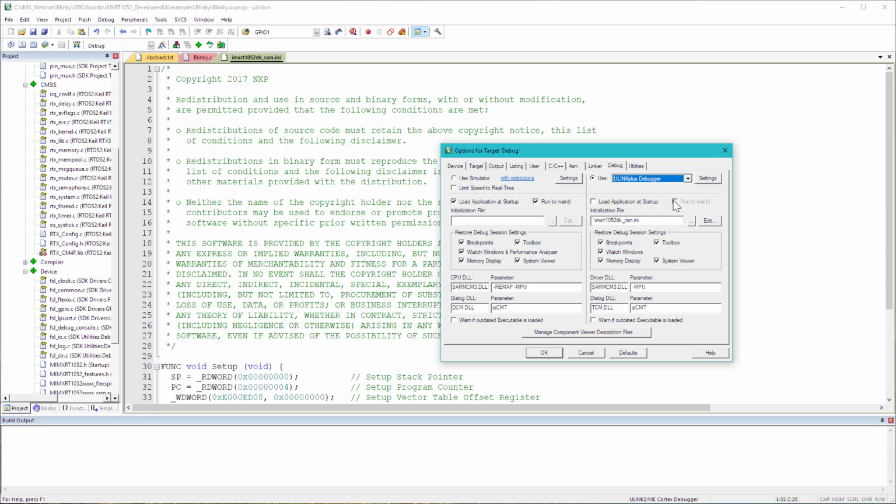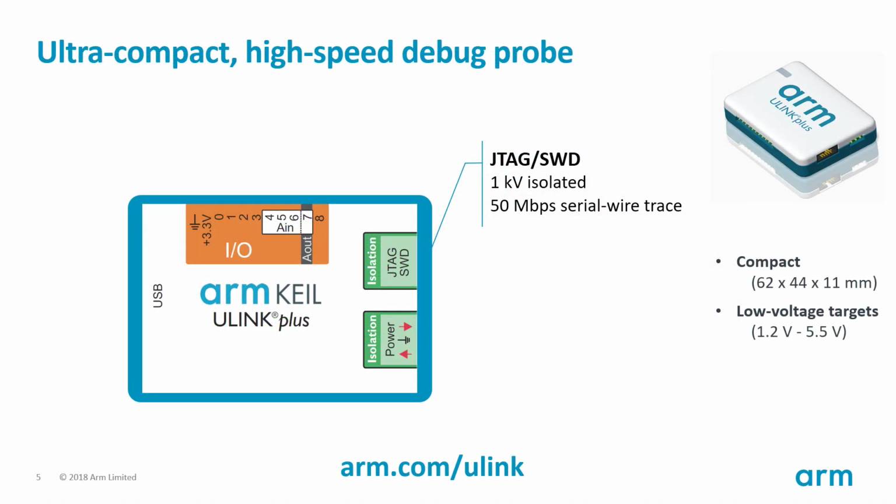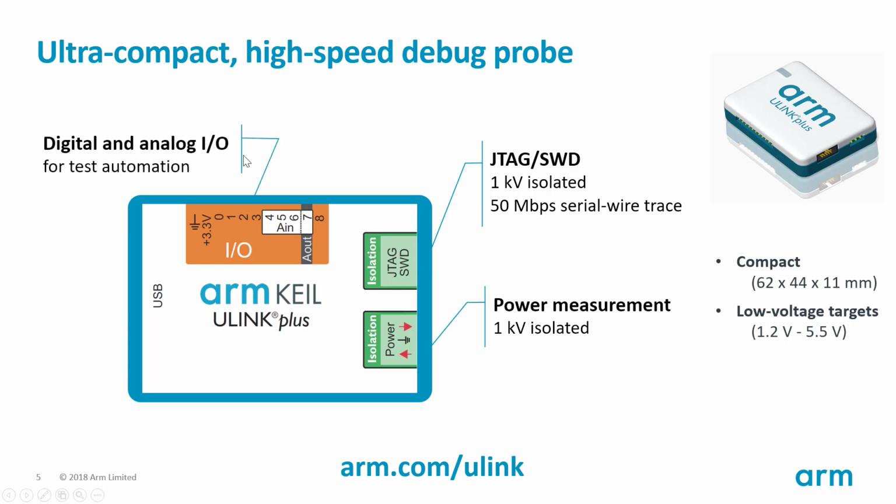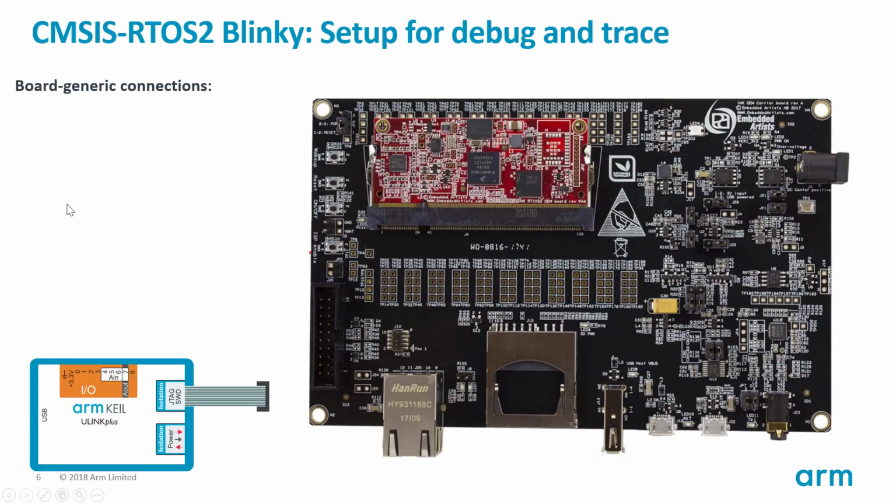So let me just give you a brief overview of this debug probe. ULINKplus supports serial wire and JTAG interface mode via a 10-pin Cortex-M debug connector that is common to find on most development boards. But note that on ULINKplus, this interface also has built-in 1 kV isolation, making it a perfect match for sensitive applications like motor control or where high voltage power is involved. It also has two special interfaces, one for power measurement and another one for I/O pin control. Later in this webinar, I will demonstrate you how to use them.